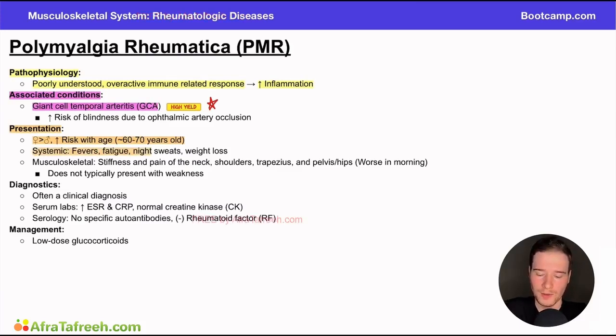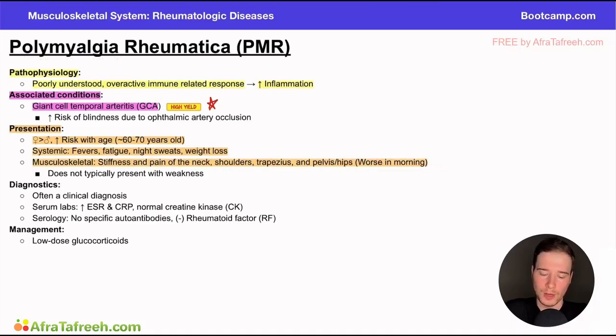Because we talked about this as an inflammatory reaction. So things like fever, fatigue, night sweats, weight loss are all things that can be present. Why? Because they increase inflammation throughout the body in this condition. Patients can also have musculoskeletal problems, including stiffness and pain, particularly in the neck, shoulders, trapezius, and pelvis. This is typically worse in the morning.